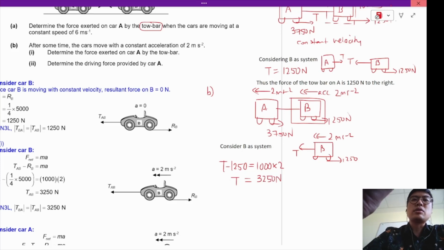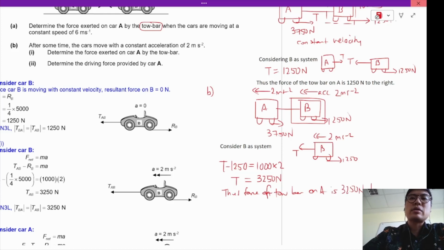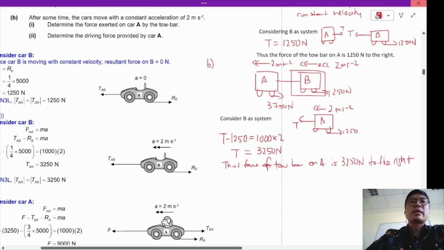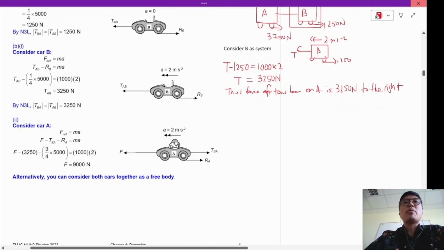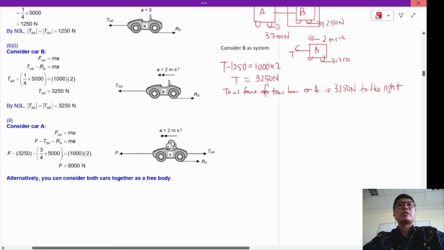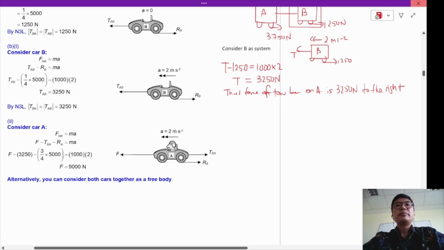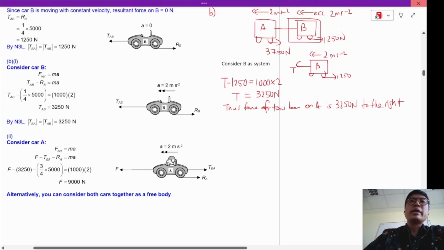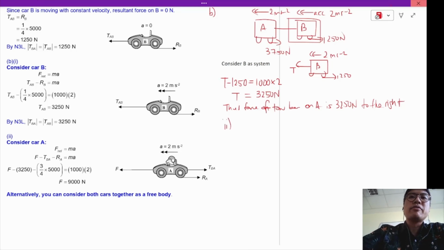So if T is equal to 3250 newtons, thus the force of the tow bar on A is 3250 newtons to the right. Okay, I'll move this up so that you can see it. So the force of the tow bar on A will be 3250 newtons to the right. Now let's take a look at car A, to answer the second part: what is the driving force on car A?